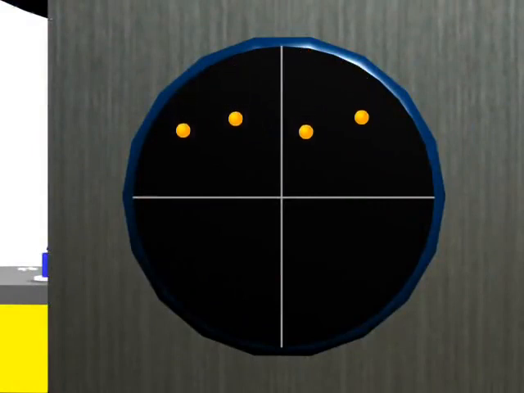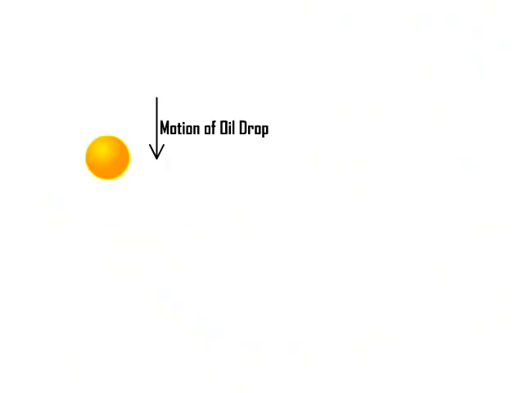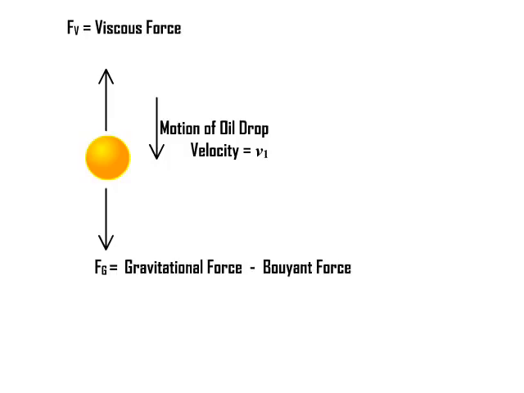First it accelerates because of the gravitational force Fg, and then due to the viscous force Fv, a steady velocity is reached due to the air inside, which acts in a direction opposite to the motion of the oil drop. Let this velocity be v1. v1 can be known by recording the time required for an oil drop to fall a certain distance with a constant velocity. Let us see what forces act on the oil drop.